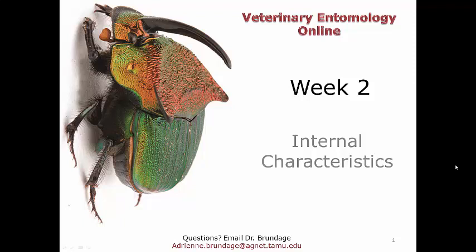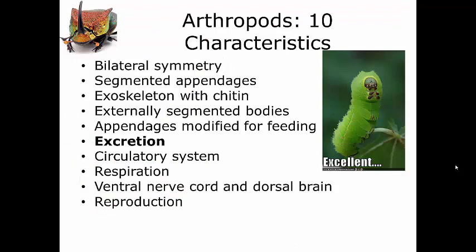All right. Now we're going to continue on with the physical, unchanging characteristics that make up all arthropods. If you remember from last time, we looked at 5 external characteristics: bilateral symmetry, segmented appendages, an exoskeleton made with chitin, externally segmented bodies, and appendages modified for feeding, or mouth parts. Now we're going to move on to the internal characteristics that all arthropods share.